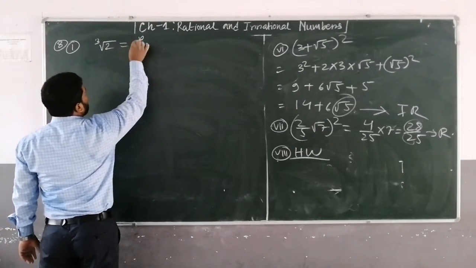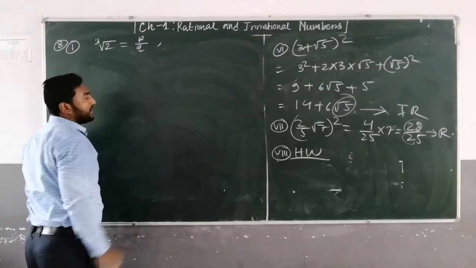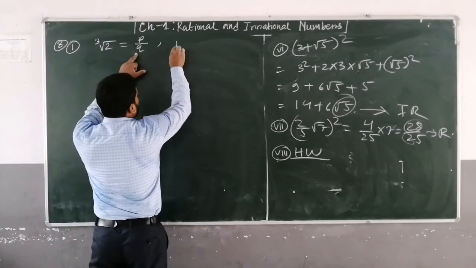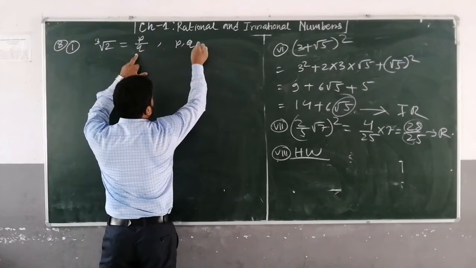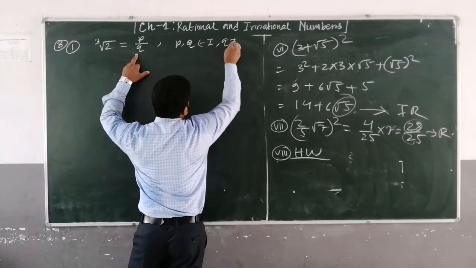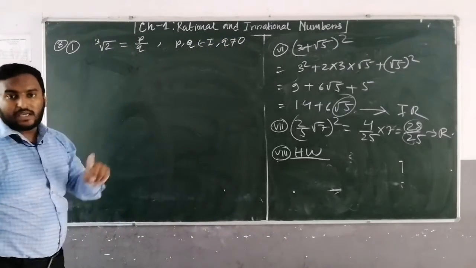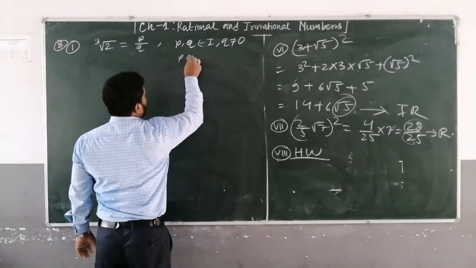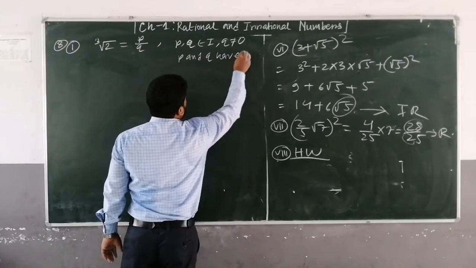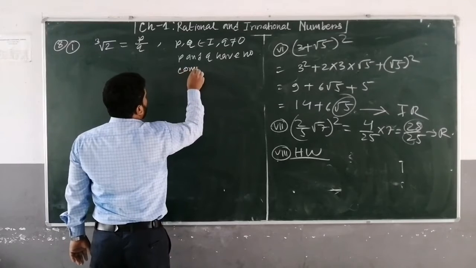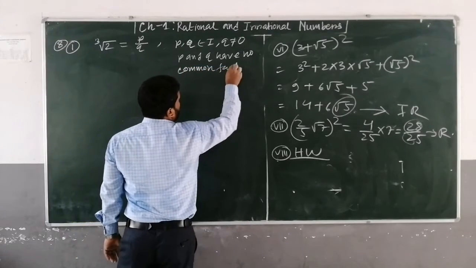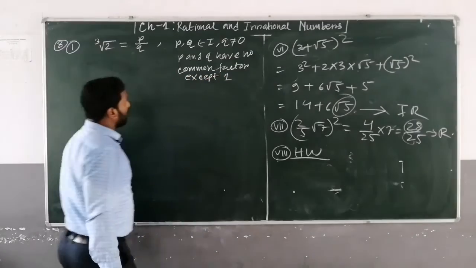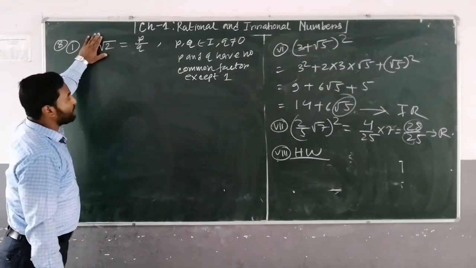So this can be written as P upon Q, and P and Q are integers and Q is not equal to 0. P comma Q belongs to integers, Q is not equal to 0, and one more thing, P and Q have no common factor except 1. Okay.